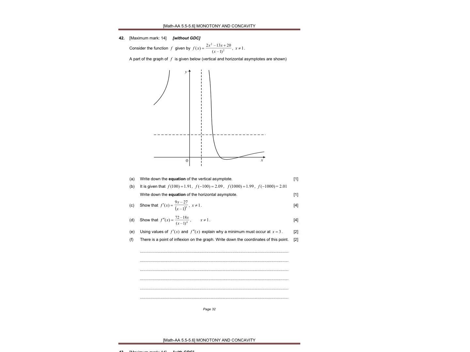All right, 42. Consider the function, where x cannot equal 1. Part of the graph of f is shown, with the vertical and horizontal asymptotes shown. Write down the equation of the vertical asymptote, well, that's at x equals 1. It's given. Write down the equation of the horizontal asymptote.